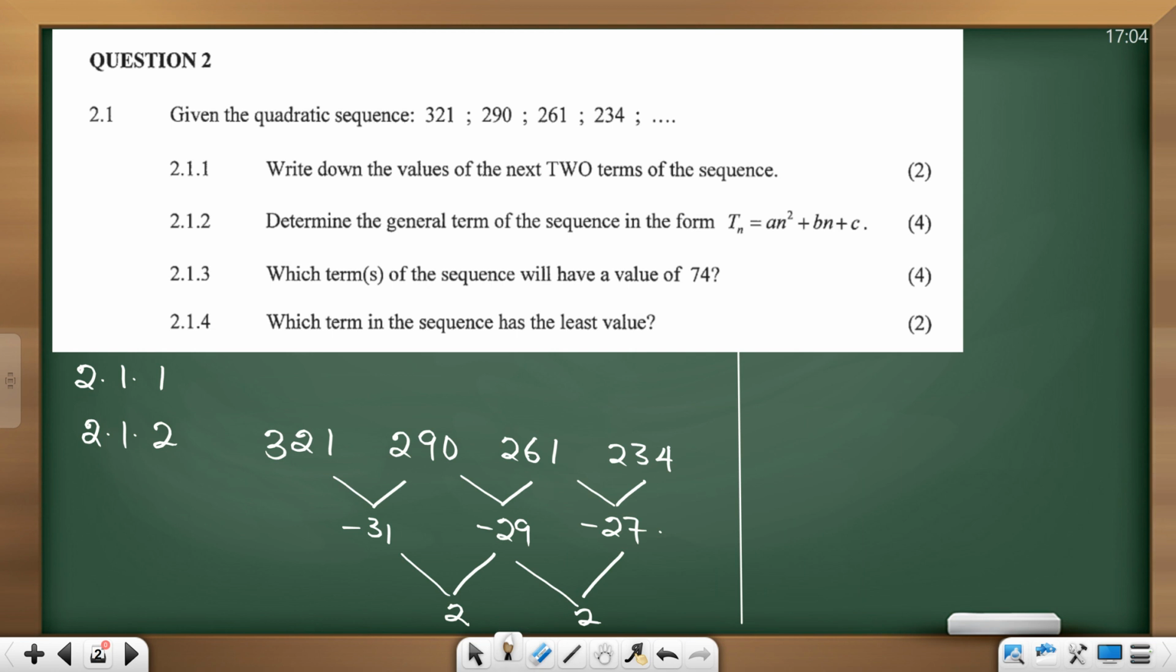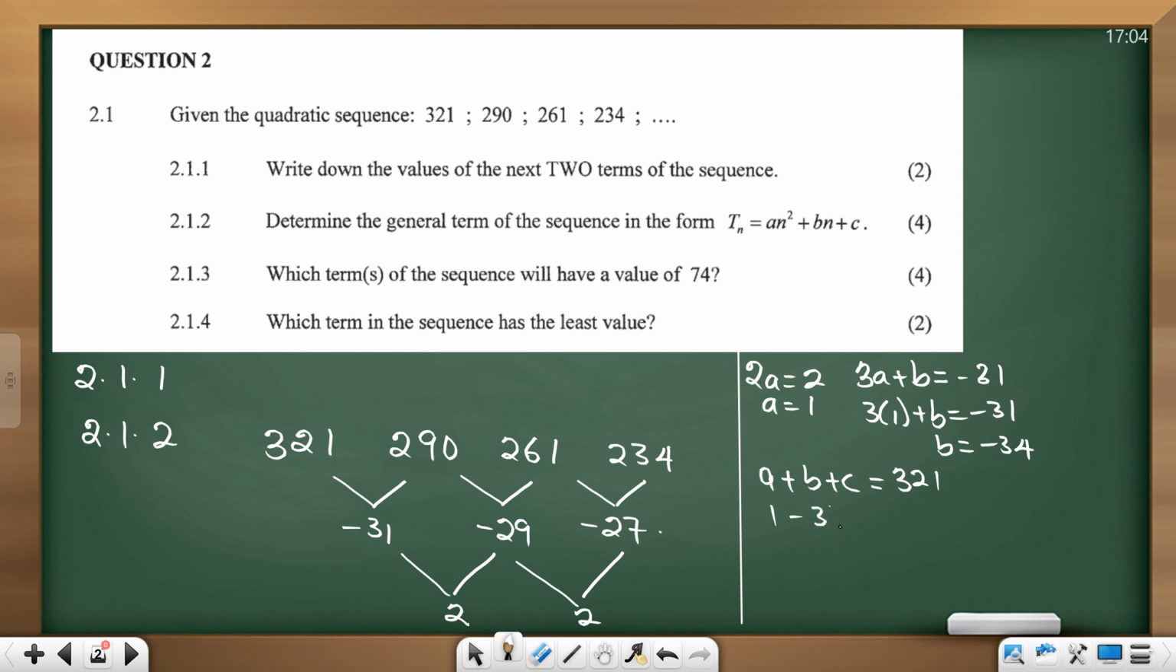All right. So I have my 2a equals 2, a equals 1. 3a plus b equals what? Negative 31. What's your answer for b? 34. Then a plus b plus c is equal to what? 321, right? So 1 minus 34 plus c. What is your c? 354? All right. So Tn is what? n squared minus 34n plus 354.